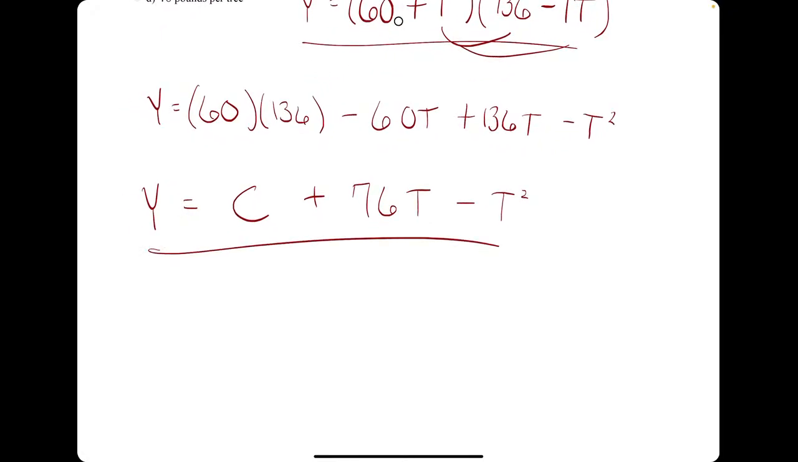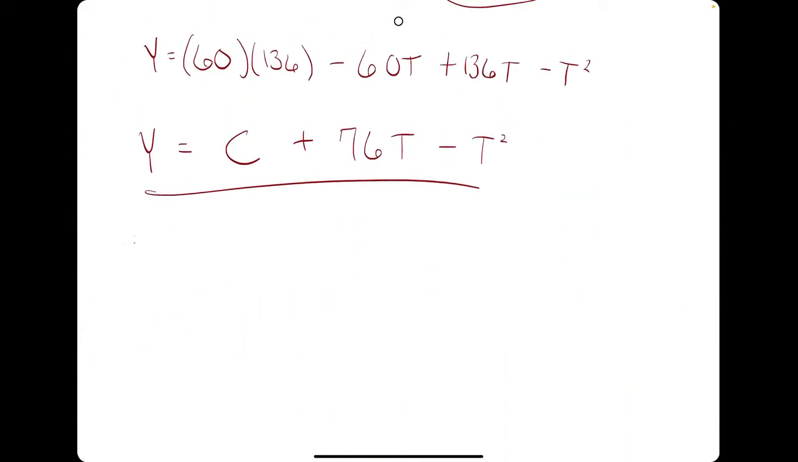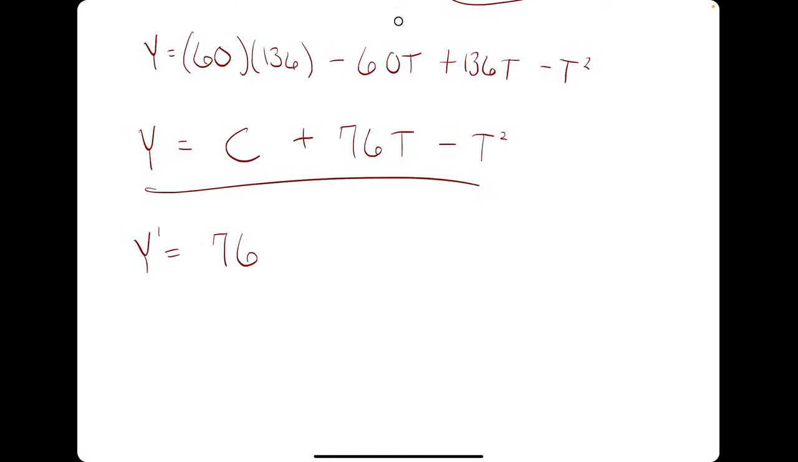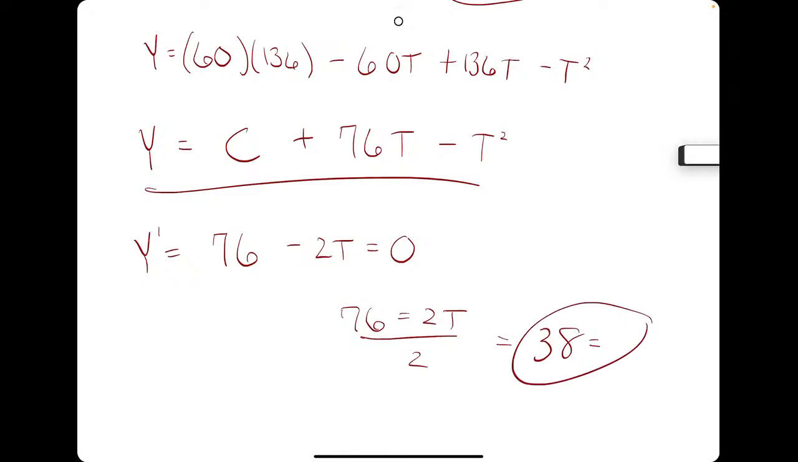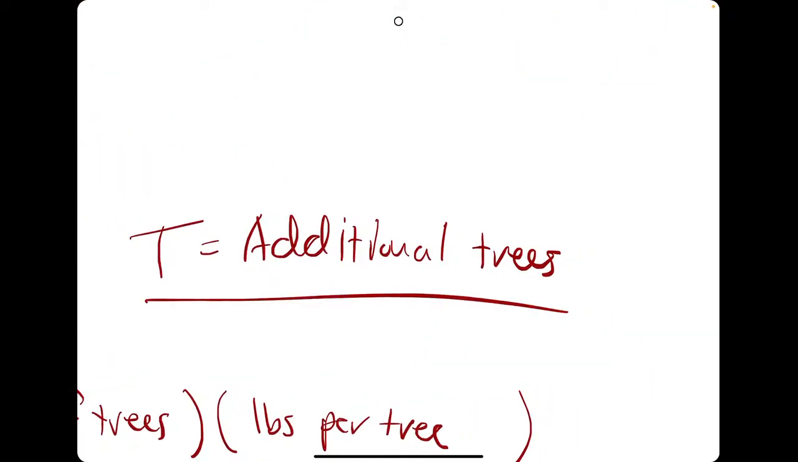Now that we have the yield, our goal is to find where it's at a max. So that process is always the same. Once we find what we're looking for, we take its derivative. C goes to 0 since it's a constant. 76t goes to 76, and then minus t squared goes to minus 2t. We set that equal to 0. We add the 2t to the other side. We divide by 2, and we get 38 for t. Keep in mind, t is not the total number of trees. It's the additional trees that have been planted.